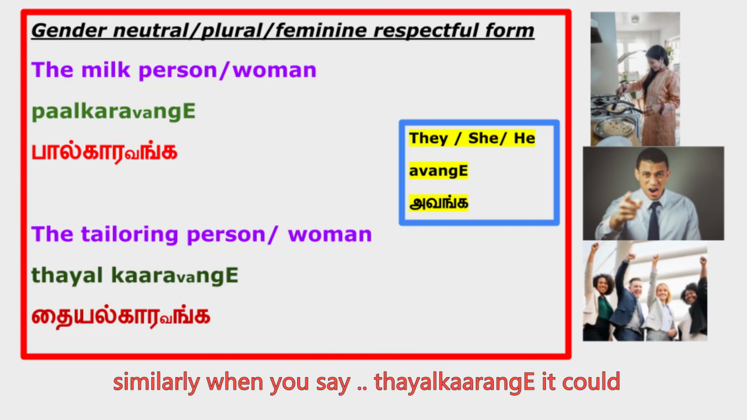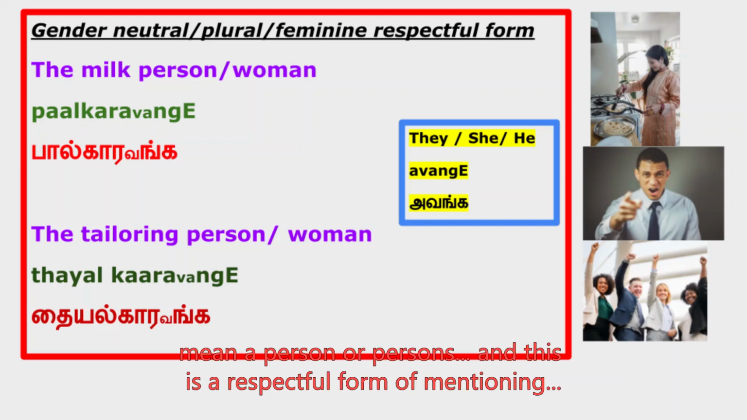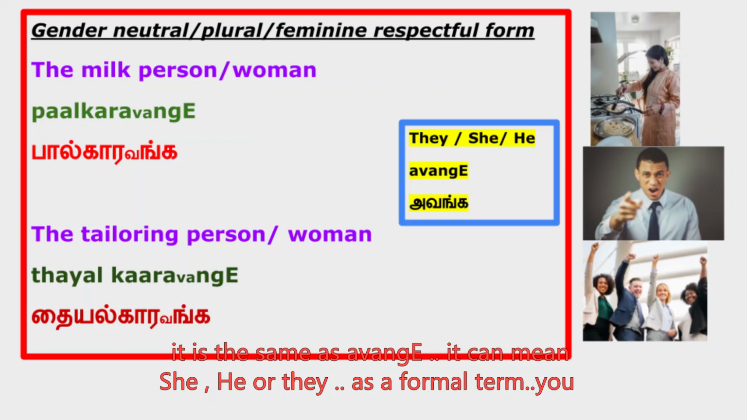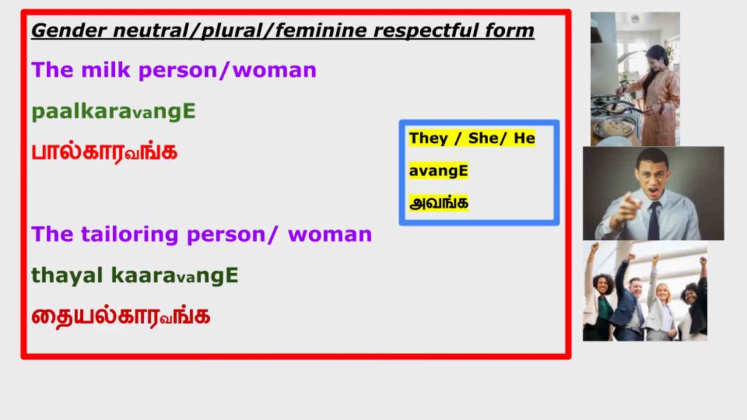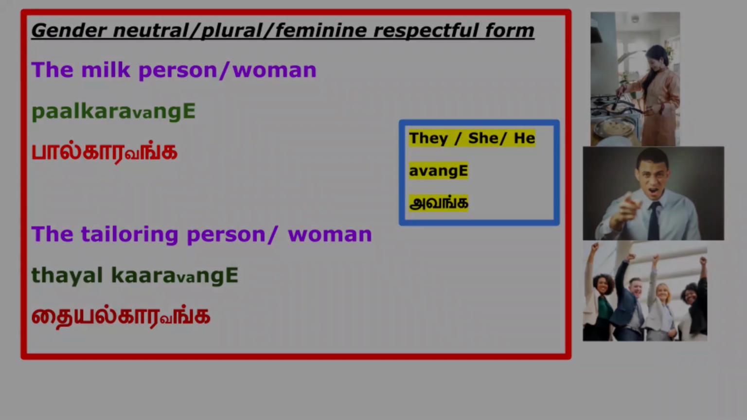Similarly, when you say தையல்காரங்க, it could mean a person or persons, and this is a respectful form of mentioning. So it is the same as avanga. It can mean she, he, or they as a formal term. You can check the personal pronoun to learn all of that in lesson number. You just have to click up here, top right.